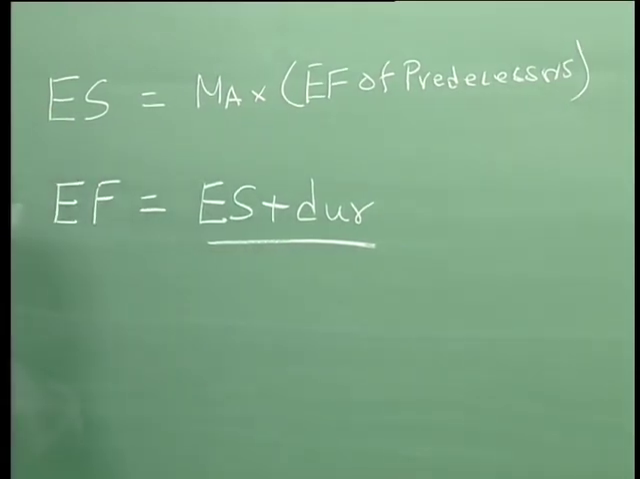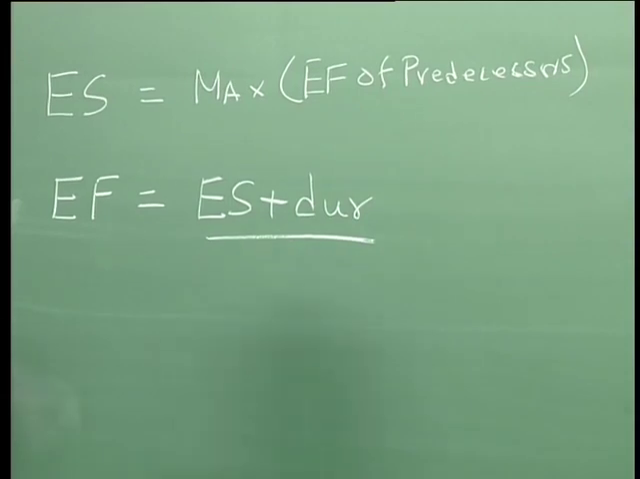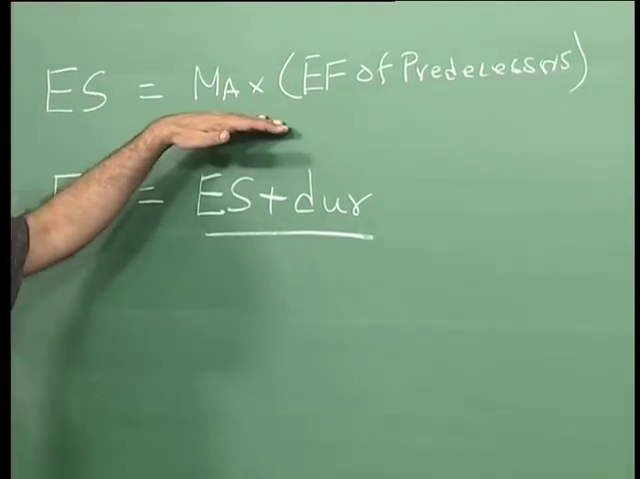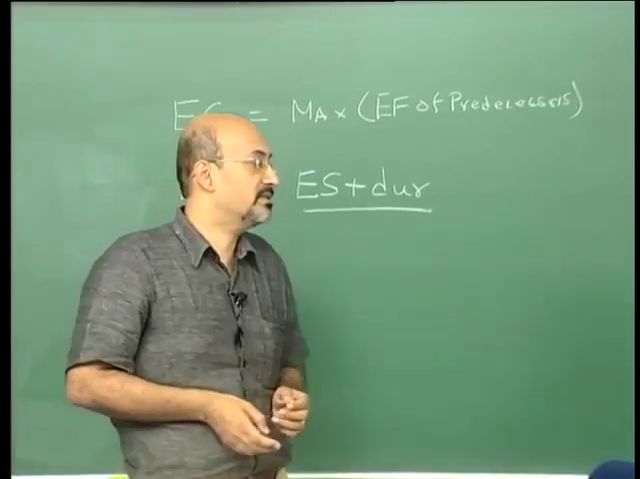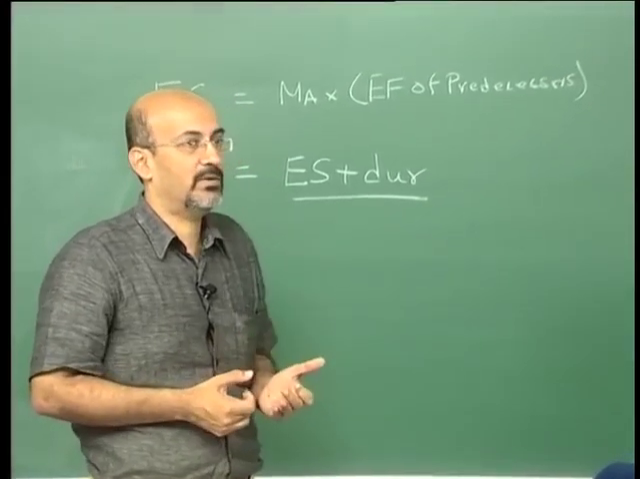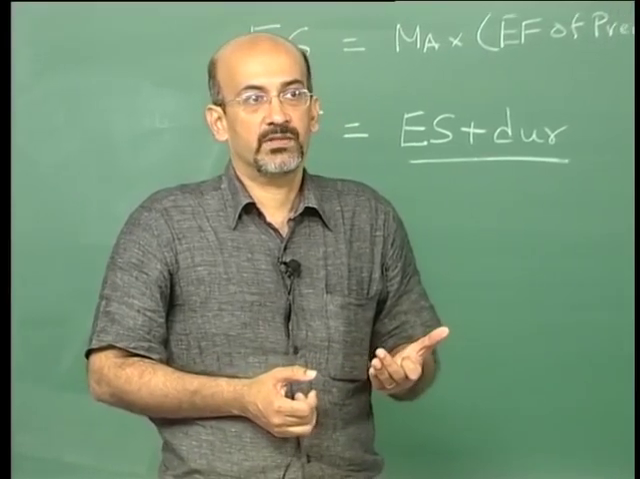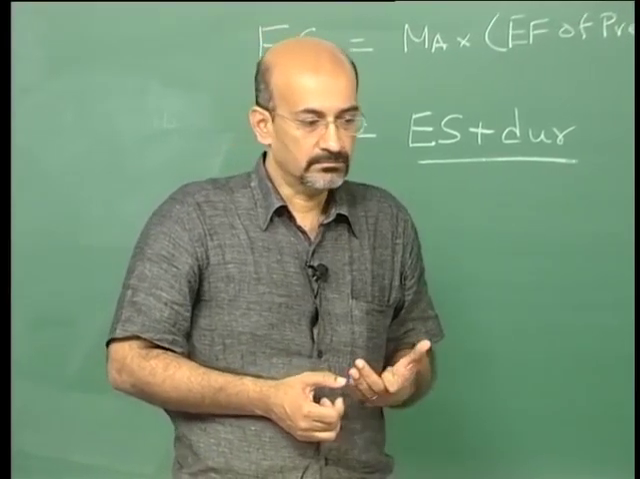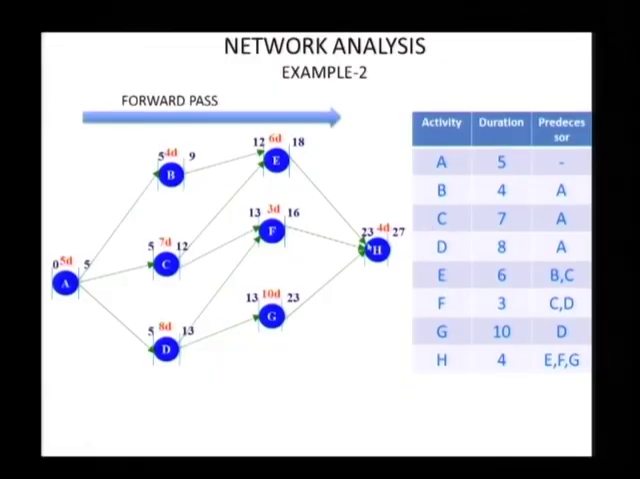Okay, so this is the logic you are applying to calculate this, and the only place the logic gets tricky is when you have to find out what is my maximum of predecessors, and when you get a complicated network, have I actually calculated all my predecessor parameters. Okay, now we go on to the backward pass.